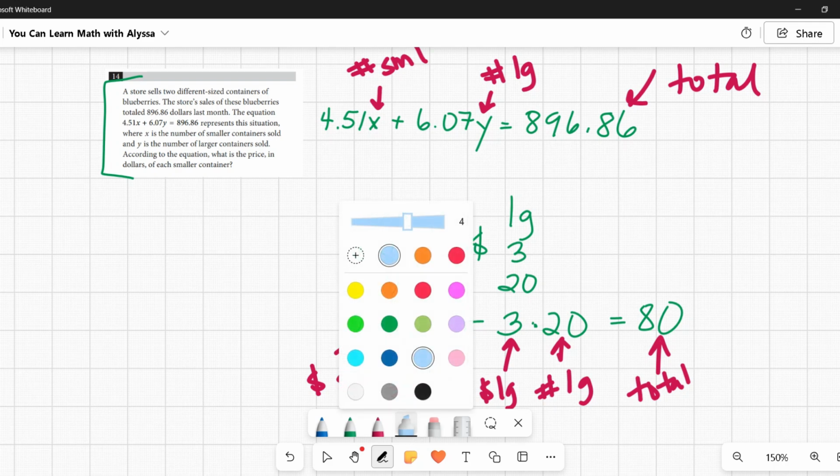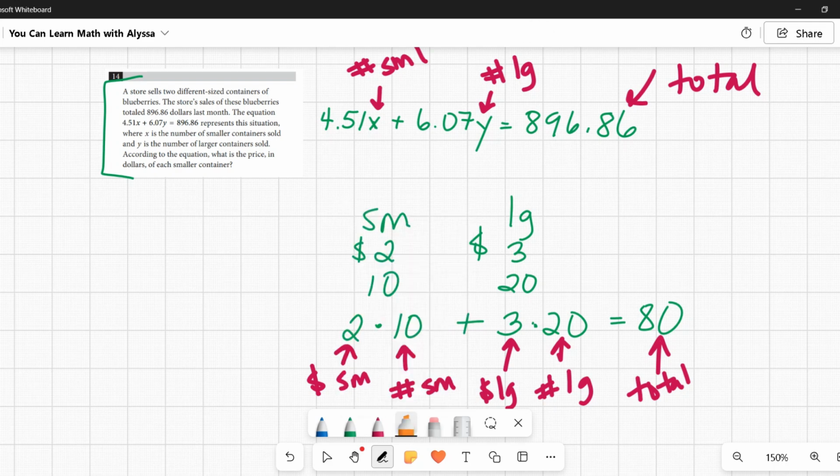Well, in my equation down here, it was this number that was being multiplied by the number of smaller containers. So if I look up here, the corresponding number, 4.51, is being multiplied by the number of smaller containers. So $4.51. That's going to be it.